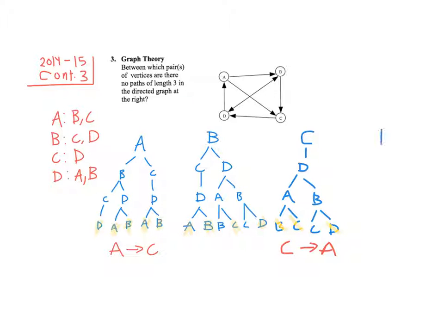So now we can check D. D goes to A and B, A goes to B and C, B goes to C and D, C goes to D, and D goes to A and B. So from D you can get to A, B, C, and D. So there's a path of length 3 between D and any other vertex.